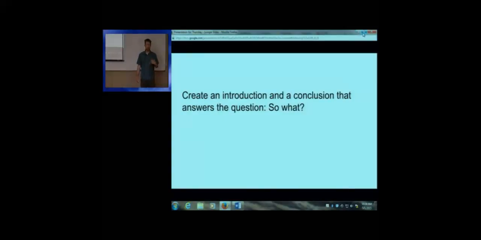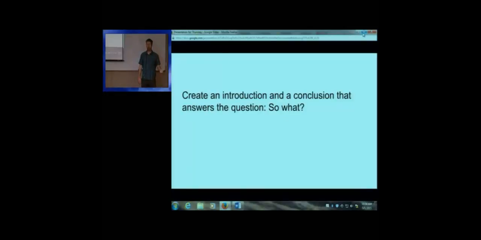So now that we've covered what good research does, there's one more point I want to stress before we get into the meat of it. Good research creates an introduction and a conclusion that answers the question, so what? As we go through our experience in schools, we never really have to worry about whether someone will read our writing, because it's a given. You're going to write a paper, your instructor's going to pick it up, and they're going to give you a grade. And then that's the end of it.